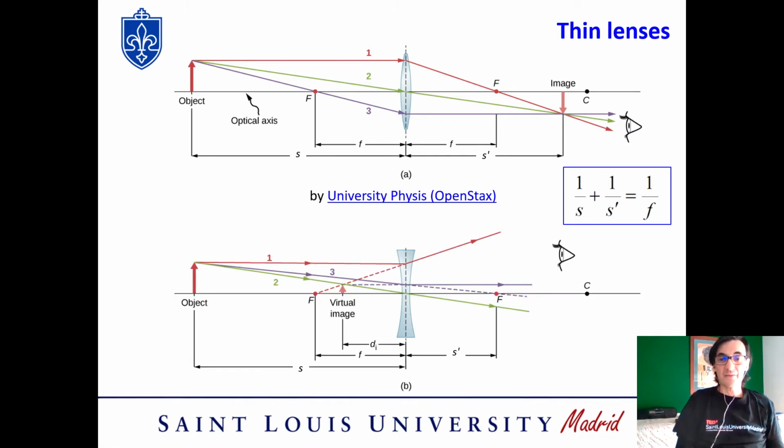If we have a diverging lens, we apply exactly the same rules, but now since the diverging lens will create rays going away, the image, as we can see, is on the same side as the object. That's why we call it a virtual image. A virtual image is something we cannot get on a screen.